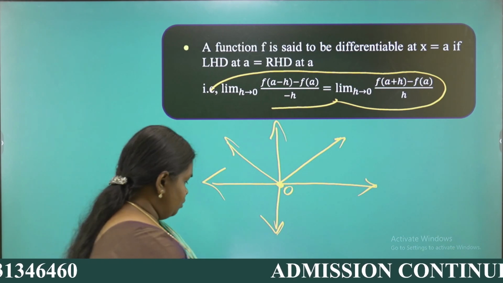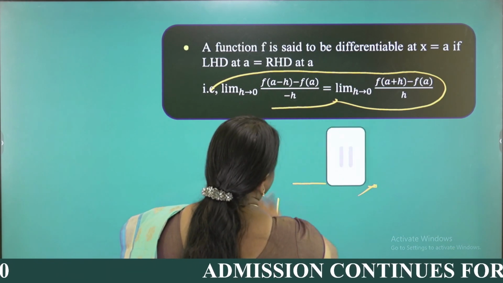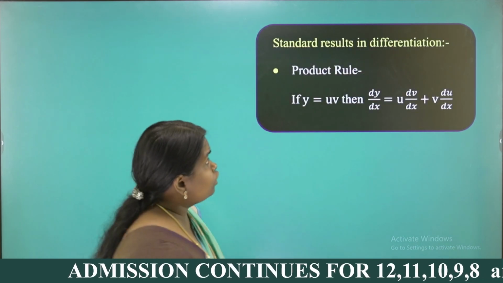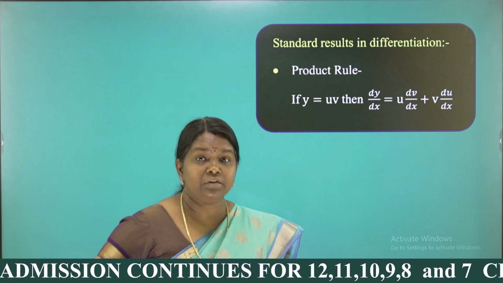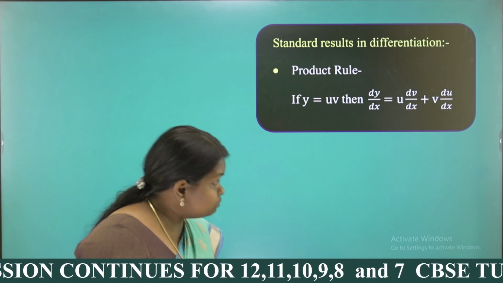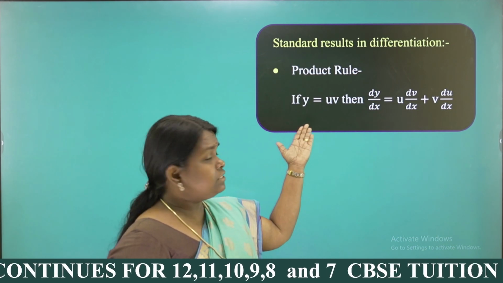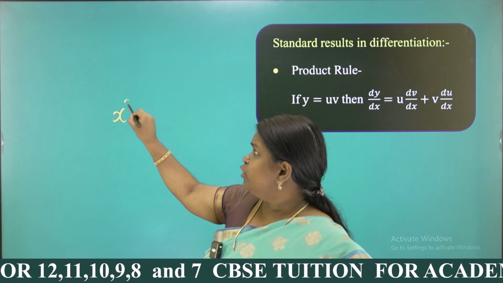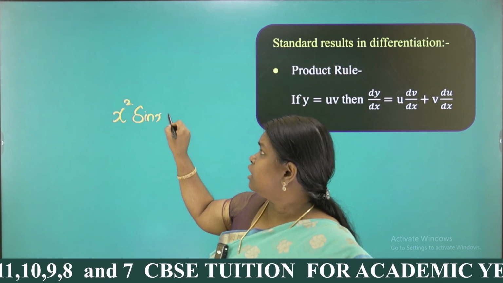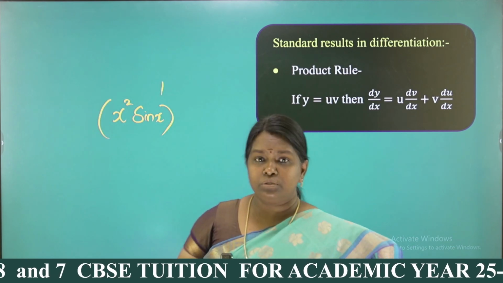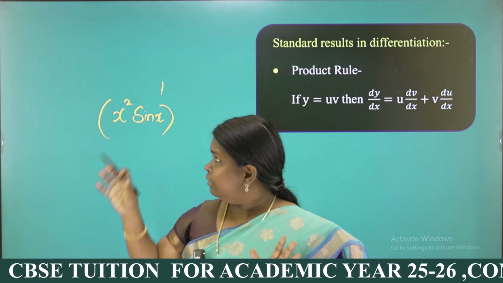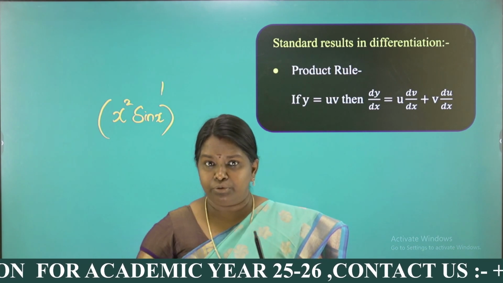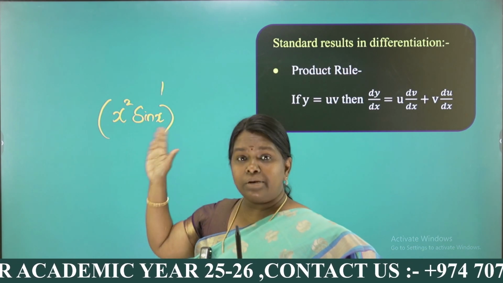Now next, after differentiability, we will be moving on to this. These things we studied last year, so I'm just moving on to that topic. Y is equal to a product of two functions. Whenever you have a product of two functions, how to differentiate? You already know all the formulas of derivatives.